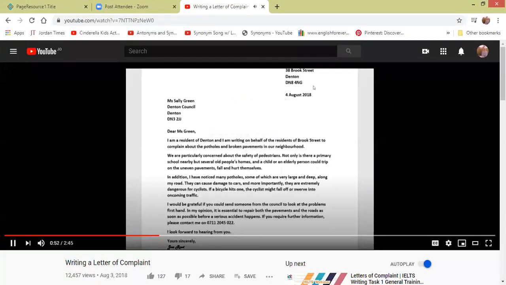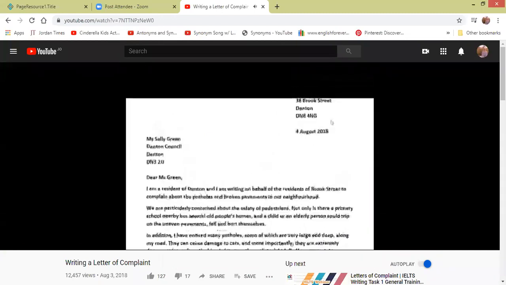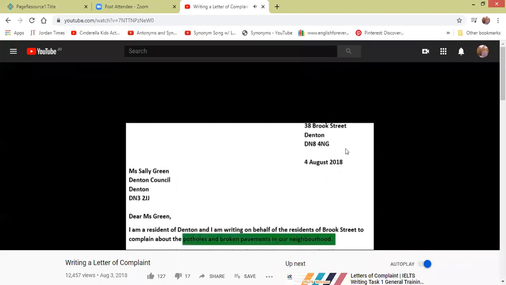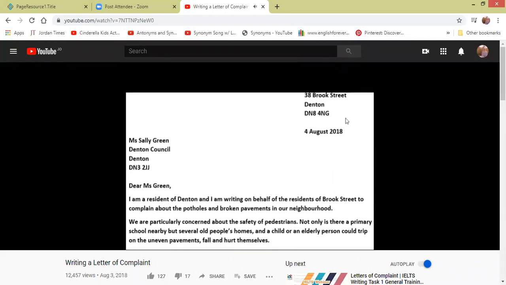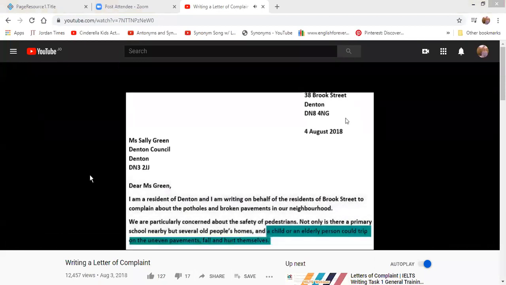Okay, let's look at this letter. In the opening paragraph, he states why he's complaining. It's about the broken pavements and the potholes in his neighborhood. Then, in paragraph 2, he gives details about the broken pavements and says they are a danger to the public and that he's worried about children and the elderly. He says that a child or an elderly person might trip, fall over, and get hurt.